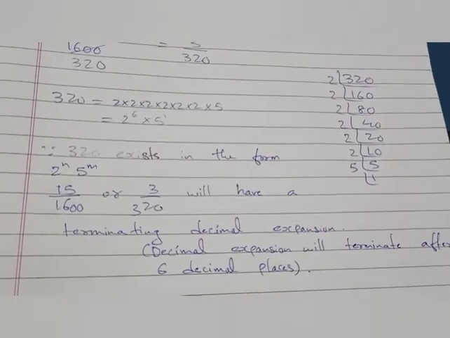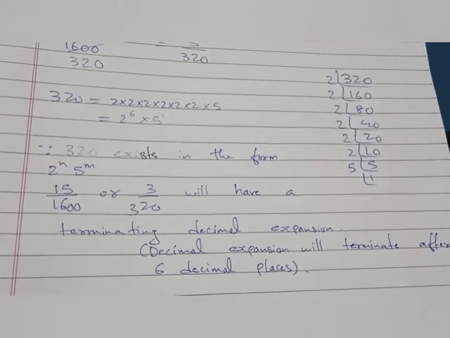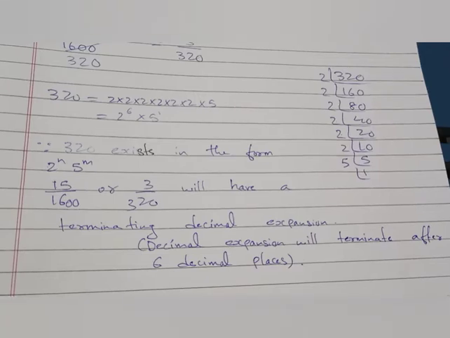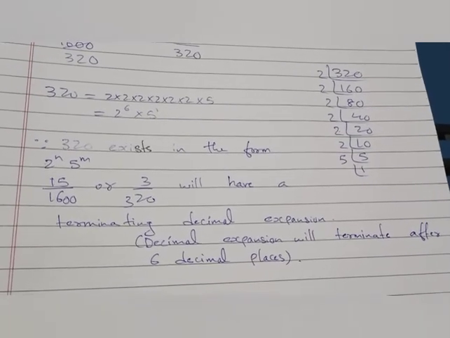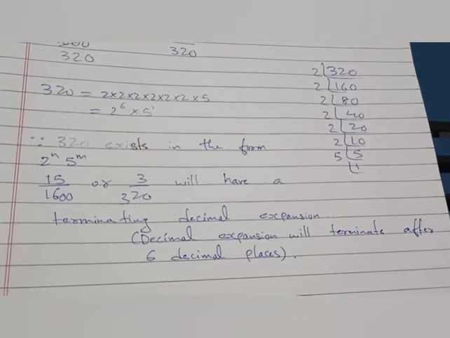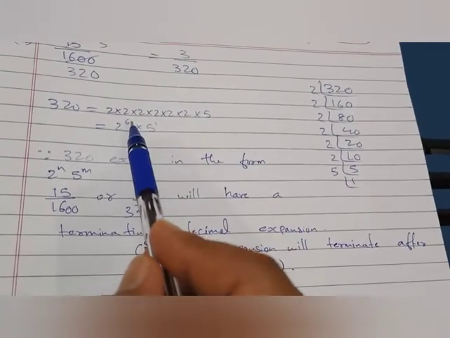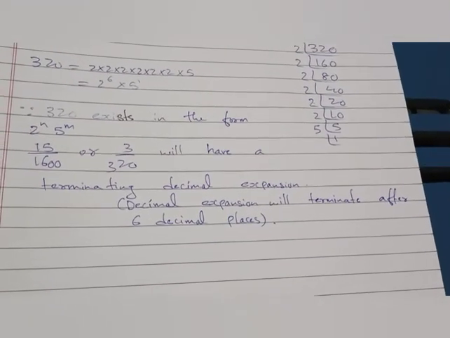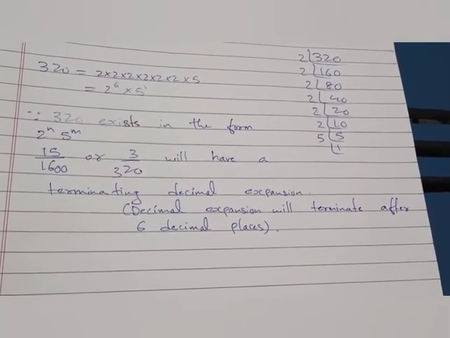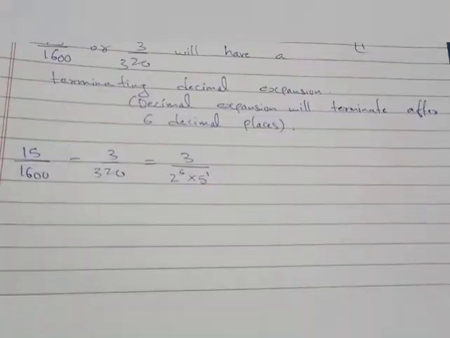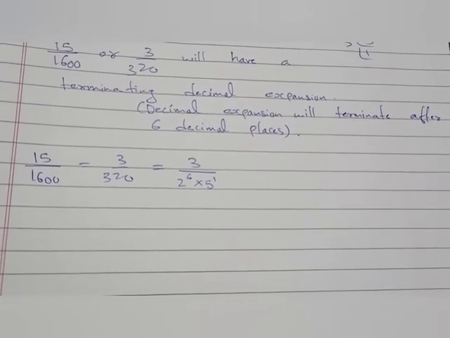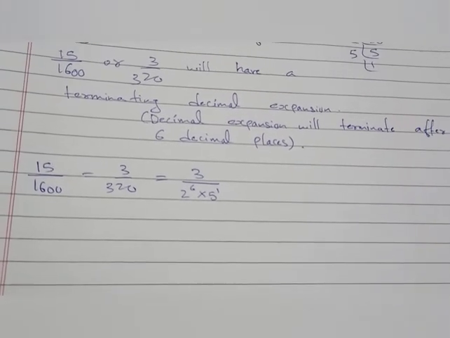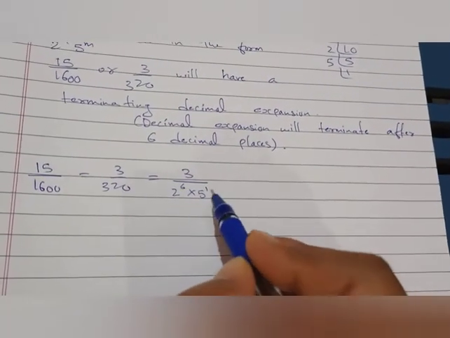Since 320 exists in the form of 2 to the power n, 5 to the power m, 2 to the power 6, 5 to the power 1, so 15 by 1600 or 3 by 320 will have a terminating decimal expansion. Since 6 is greater out of 1 and 6, so decimal expansion will terminate after 6 decimal places. Let's check the decimal expansion as well. 15 by 1600 equals 3 by 320 equals 3 by 2 to the power 6 into 5 to the power 1. Here we have 6 2s and 1 5.